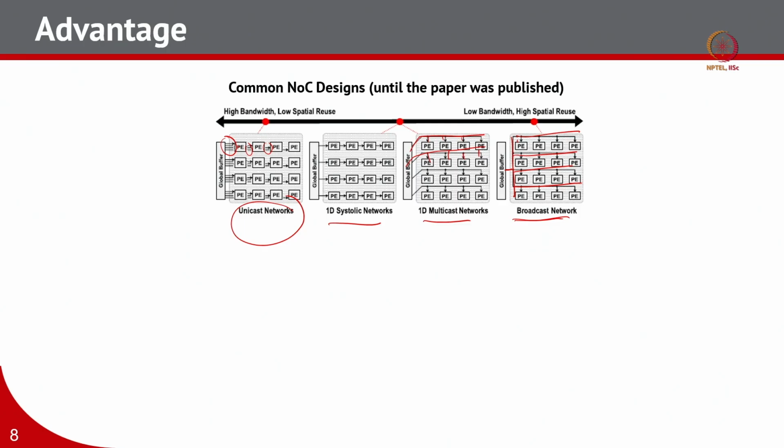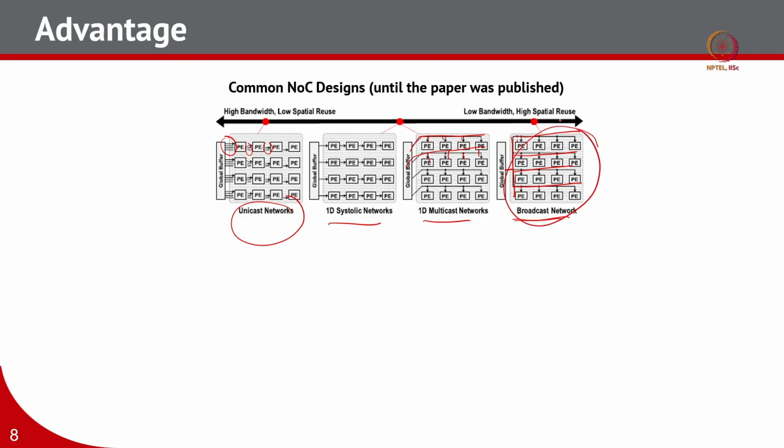Now, if we go from left to right, there is a high spatial reuse, but the bandwidth is very low. When we say bandwidth is very low, that means a smaller amount of data is being transferred, but then the same data is being reused across multiple PEs.